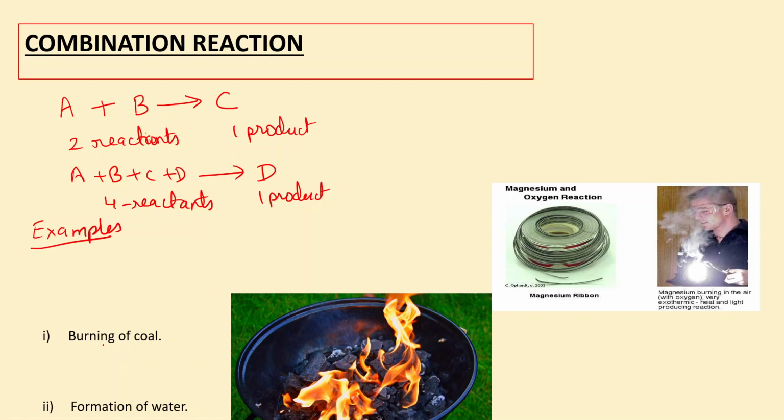The first example is burning of coal. ठंडियों में हम कोयला जलाते हैं, right? Now look here. This is burning of coal. Coal is made up of carbon, so it combines with oxygen to form carbon dioxide. So this is a combination reaction. Why? Because 2 reactants are combining to form a single product.